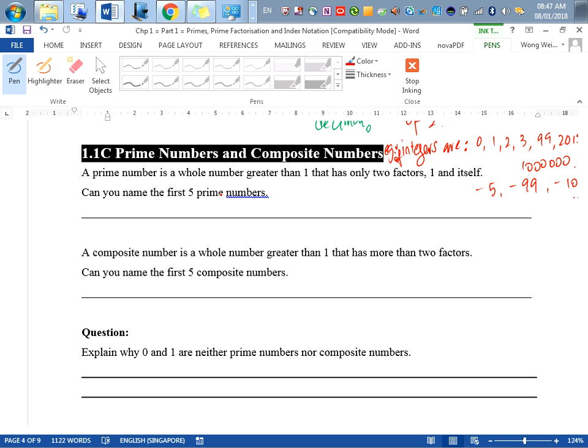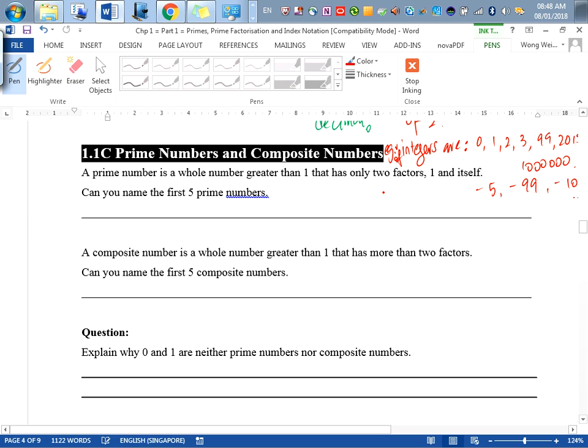What is the first prime number? Is 1 a prime number? No, it is not. Because 1 can be divided by 1 and 1. So this 1 and this 1 over here, they are the same number. There's only one factor. Whereas my prime number says that it must have 2 factors. So 1 is not a prime number.